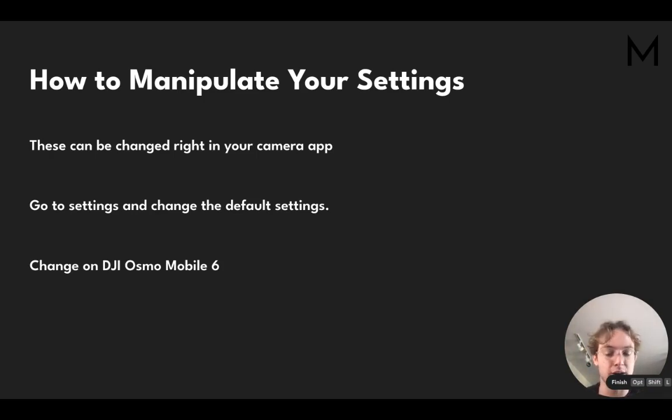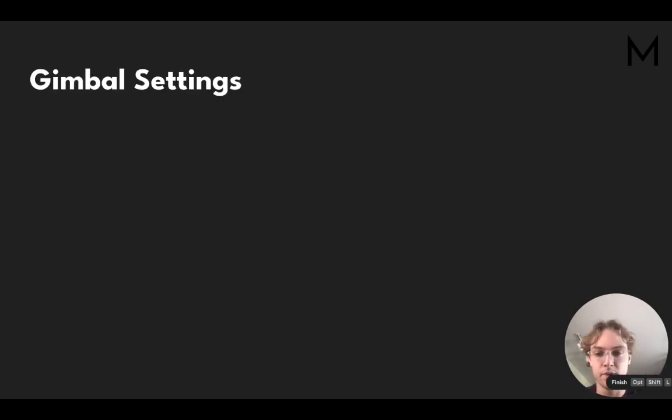You can change it right on the Osmo Mobile 6 app, the Mimo app, that's what it's called, to control your gimbal. You can also control a lot of settings on your phone camera. So that is also super powerful.